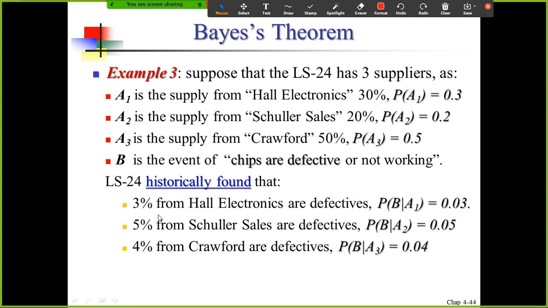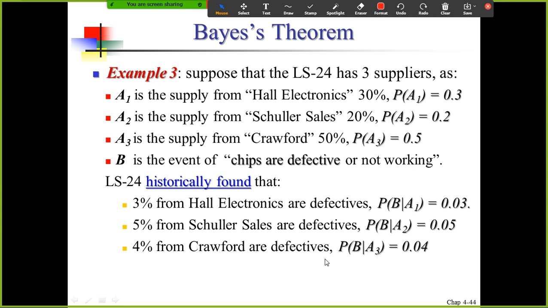3% of the supply from Hall is not working. That's why the probability for Hall supply not working is 3%. 5% from Schaller are not working. That's why, among Schaller supply, 5% are not working.